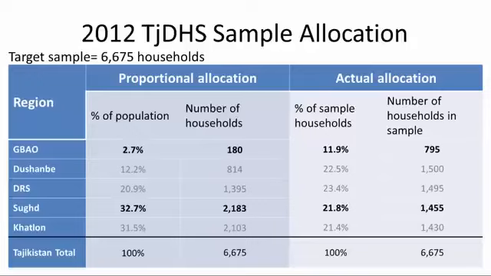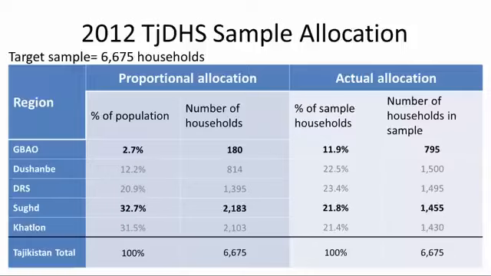So you might be thinking, we have a problem here. Because of oversampling, Gabao now represents 12% of the DHS sample, when that region only makes up 3% of the population, and because of undersampling, Sugd is only 22% of the DHS sample, when in reality, that region makes up around 33% of the population. This can be a problem because estimates for Tajikistan as a whole will be biased, since the distribution of regions in our sample is dramatically different than the actual regional distribution of Tajikistan.